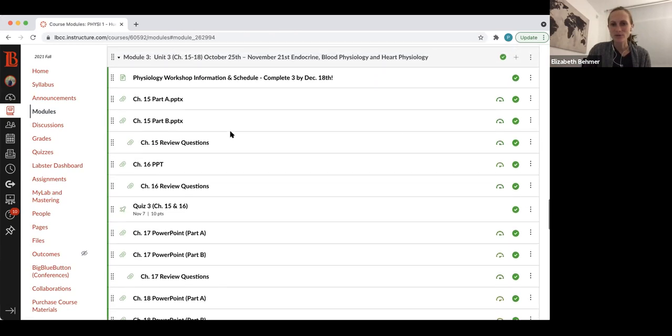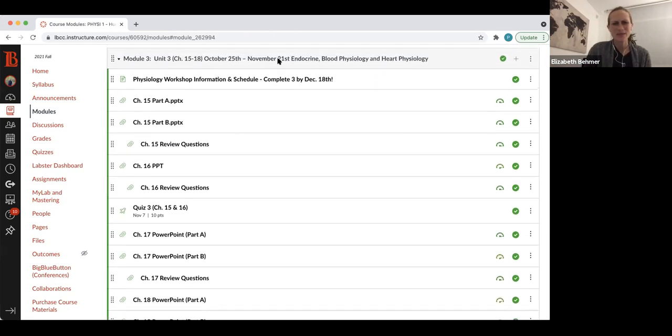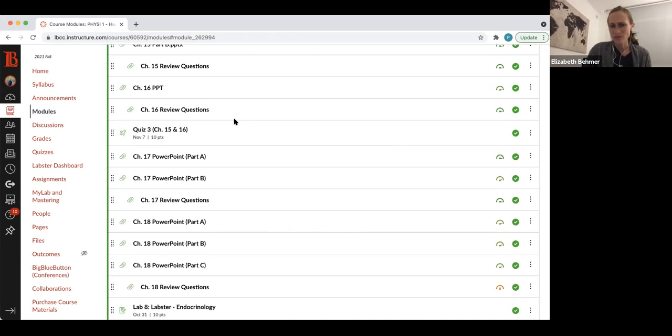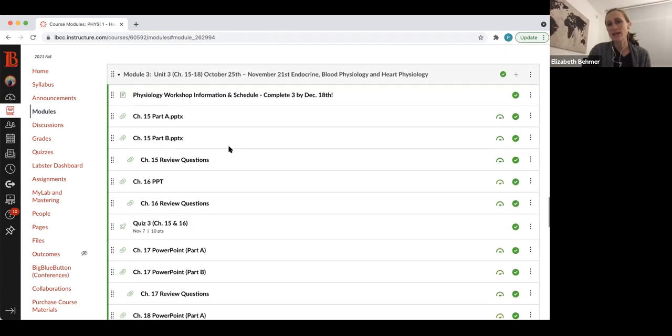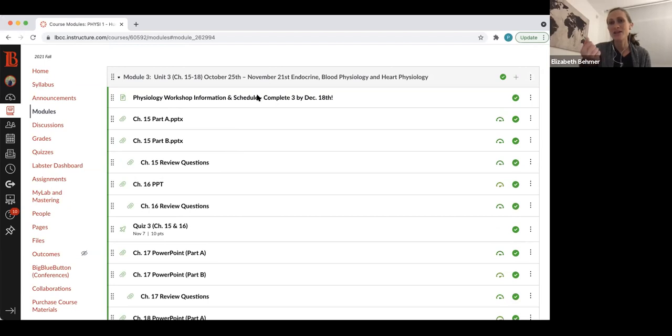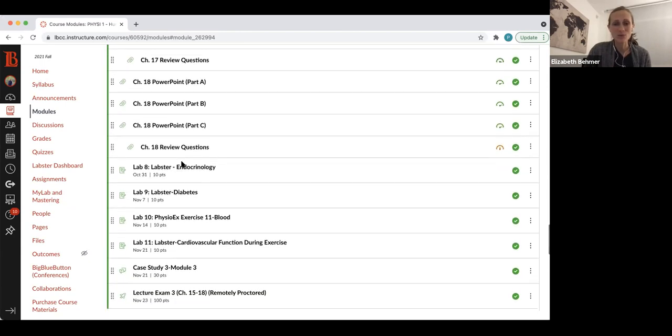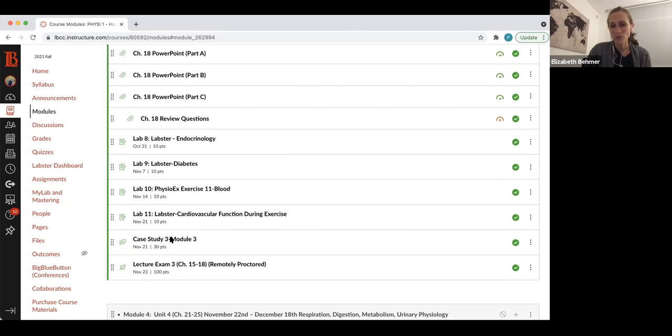Here's Module 3. This will take us through, I think, right before Thanksgiving. We get through 4 chapters in this module, and basically we're getting through endocrinology, blood, and the heart. This is a really interesting topic, so I'm hoping it'll be interesting to you too. We have 4 labs to do, 1 every week. The case study you can already start working on. And like usual, the lecture exam will be the Tuesday after the module ends.